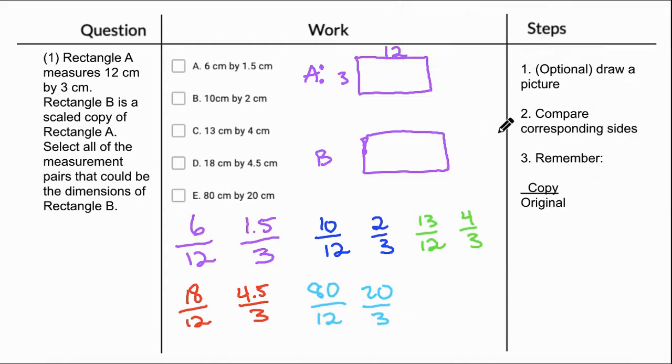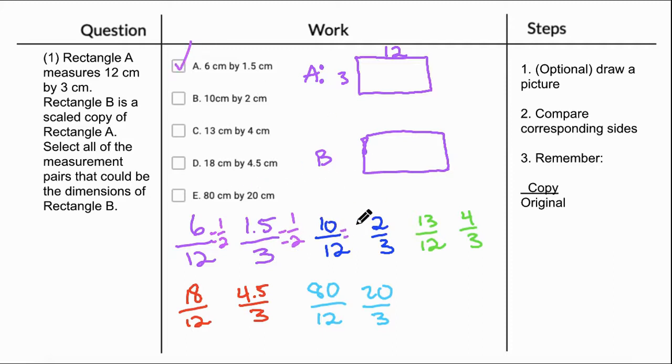So now what I have to do is compare these scale factors that we have for each side. If they are the same, then we know that it could be what B is, because that would make it a scale copy. So this first one here, 6 over 12, simplifies to 1/2, and 1.5 over 3 does the same. The reason we know that is because 1.5 is half of 3. So for the first one, good to go.